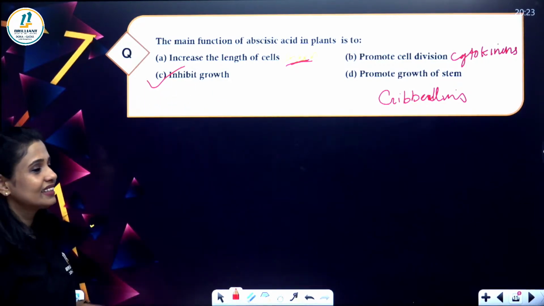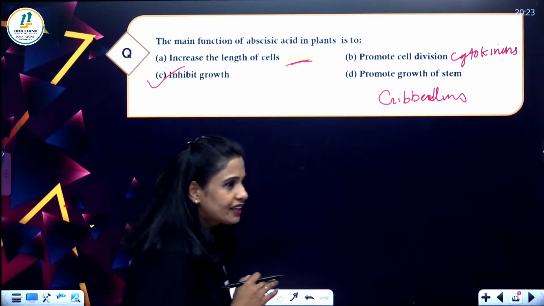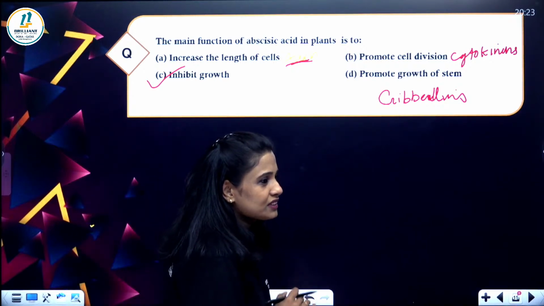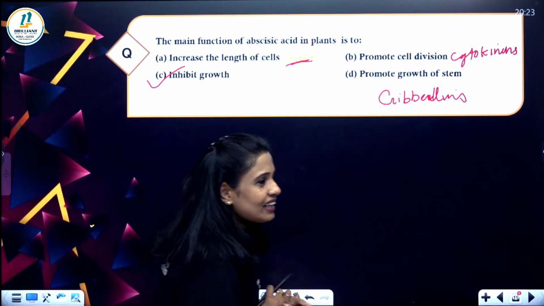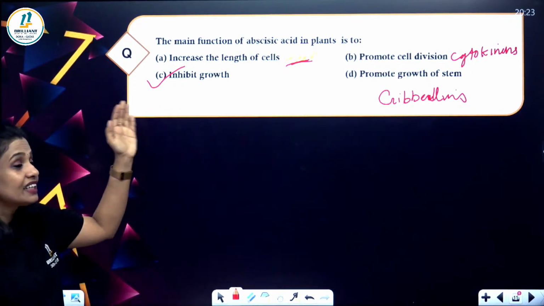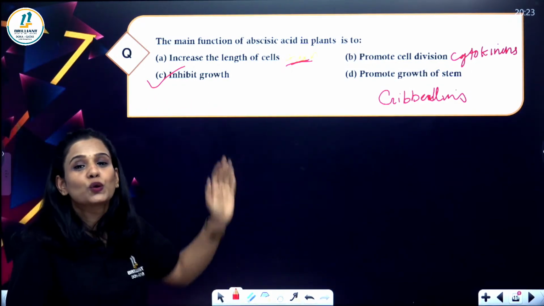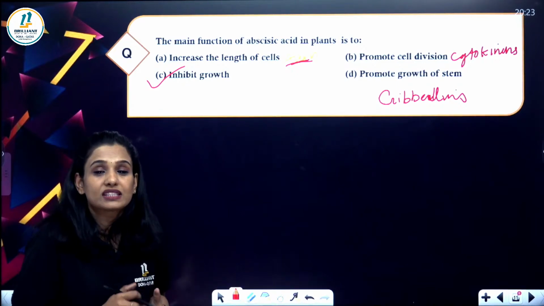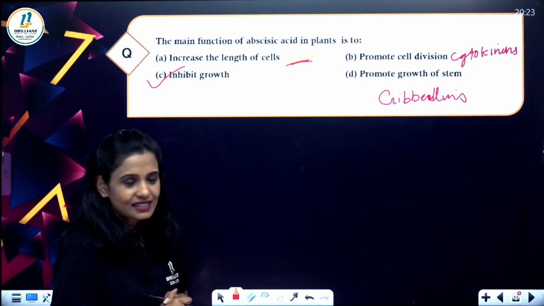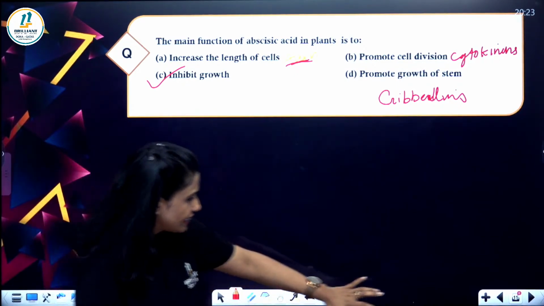So, the correct option is option C. So, how many of you are commenting? Yeah, very good. Prasuja, very good. It is abscisic acid which inhibits growth in plants. Okay, now let's see the next question.